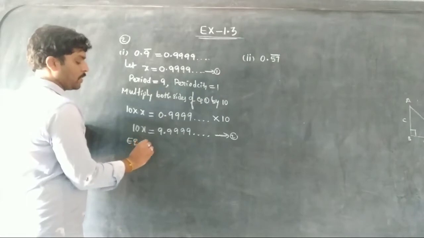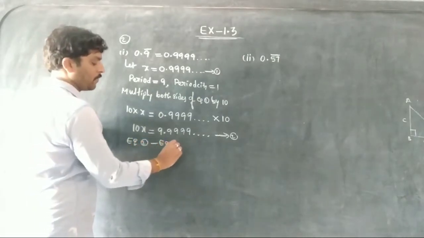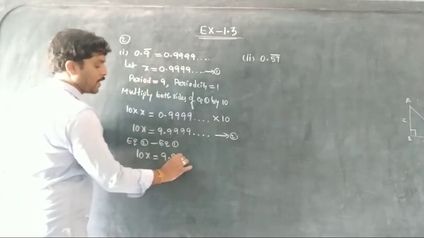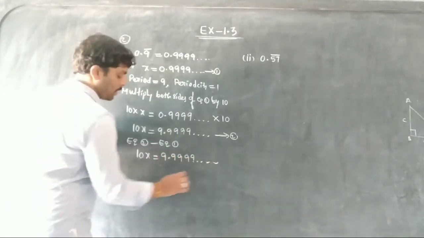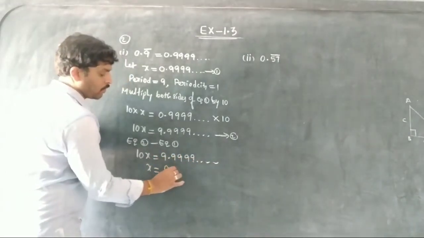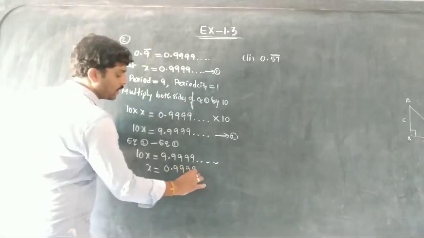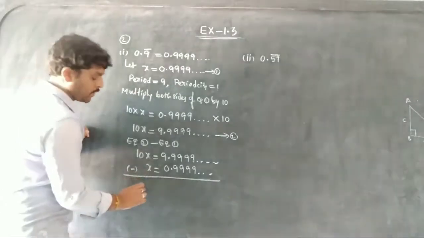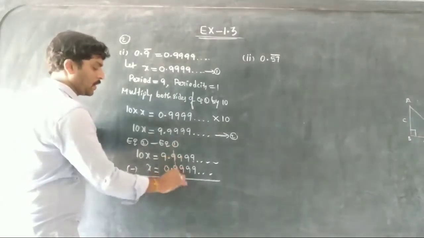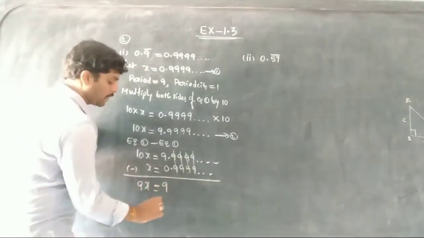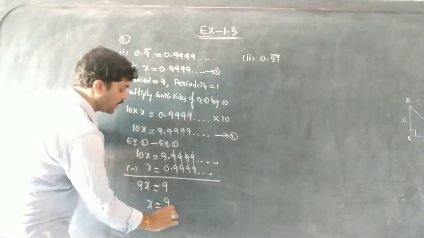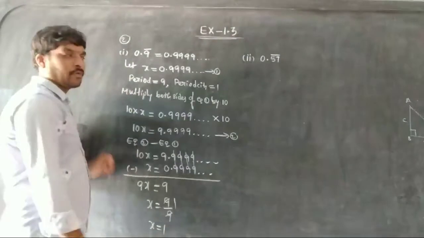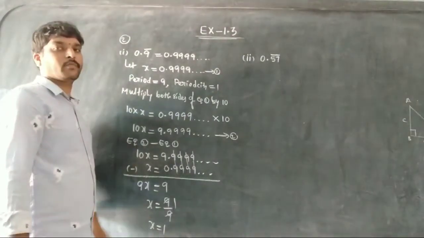Now equation number 2 minus equation number 1. That is 10x is equal to 9.9999 and so on, x is equal to 0.9999 and so on. Now subtract both: 10x minus 1x is 9x. 9999 cancel, here 9 we get. x is equal to 9 by 9. x is equal to 1. Therefore 0.9 bar value is 1.